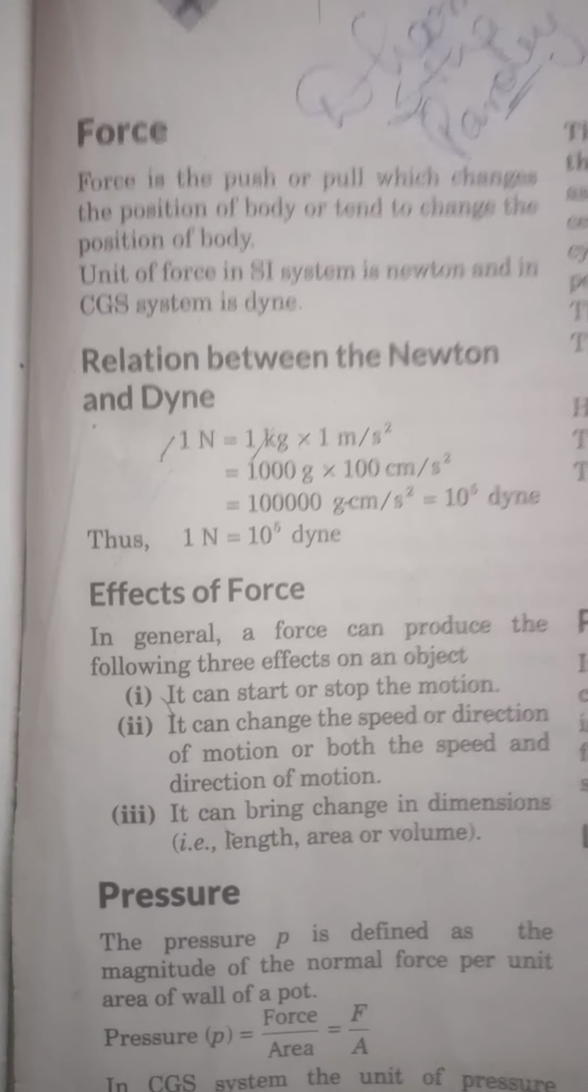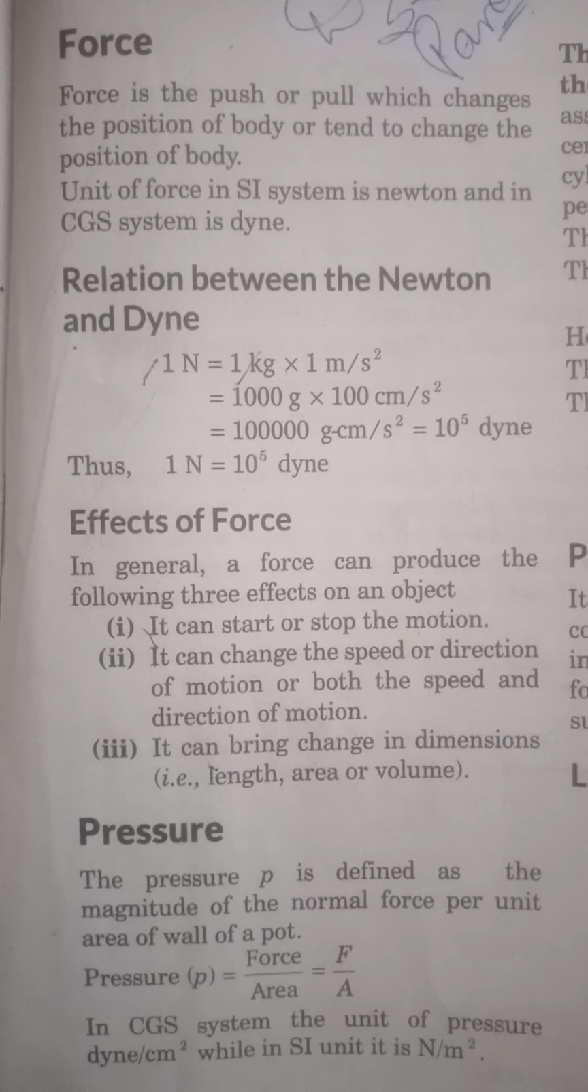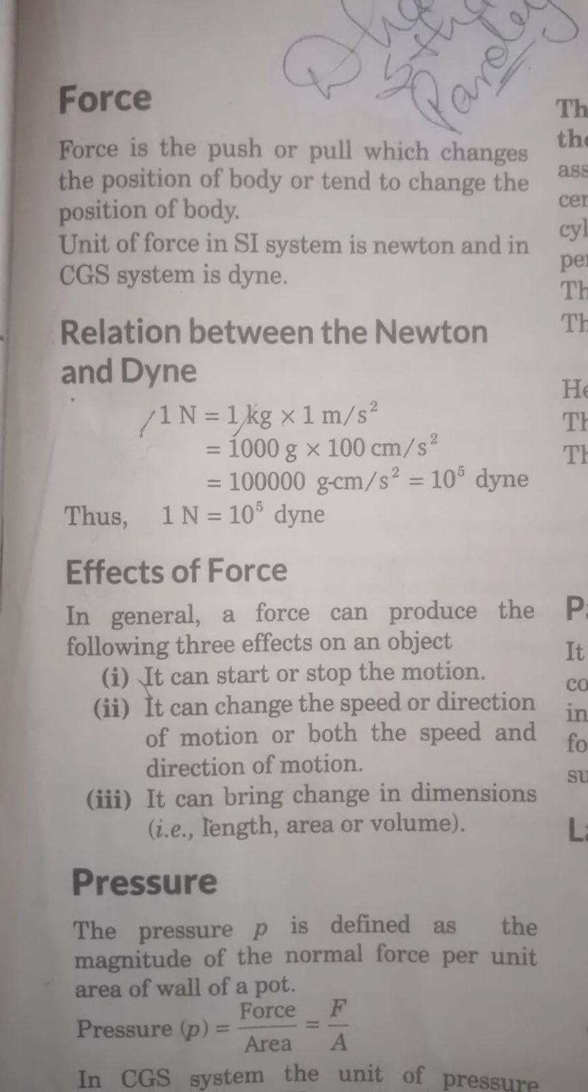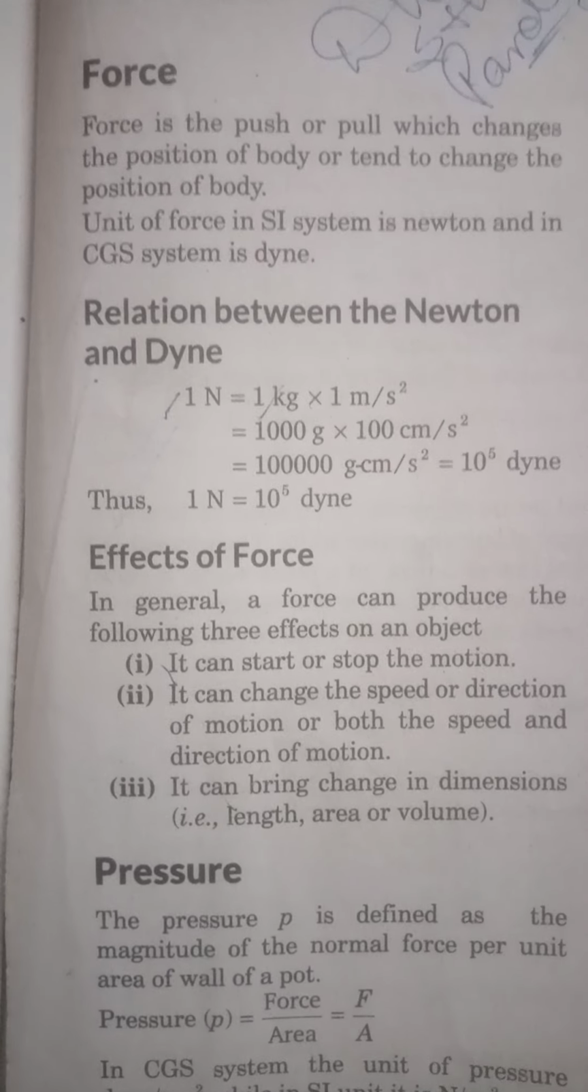What we are seeing is the change in the position, but we are not seeing the force. A thumb or a hand is applied and it is moving. Why is it moving? Because force is applied. The unit of force in SI system is Newton, denoted with capital N, and in CGS system it is Dyne, D-Y-N-E.